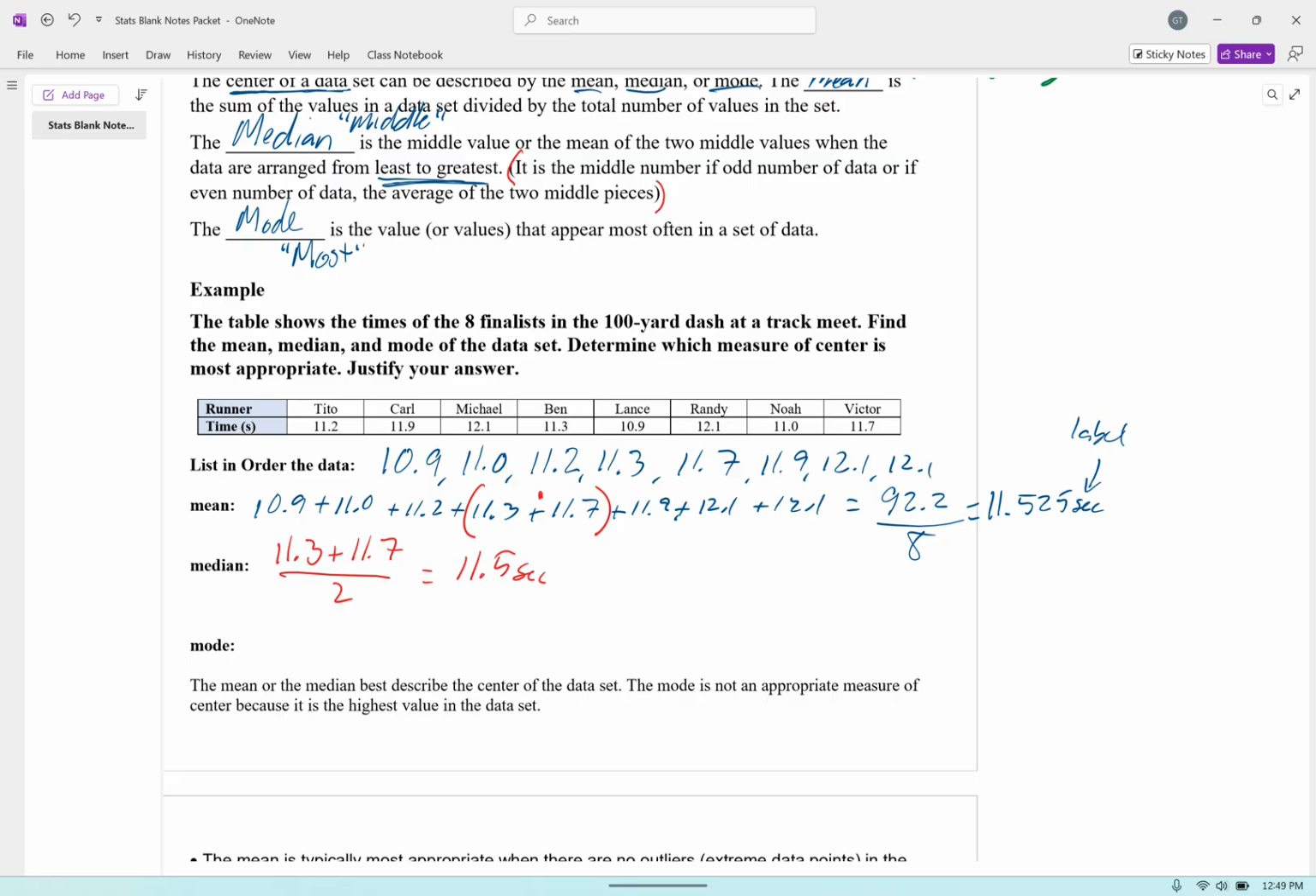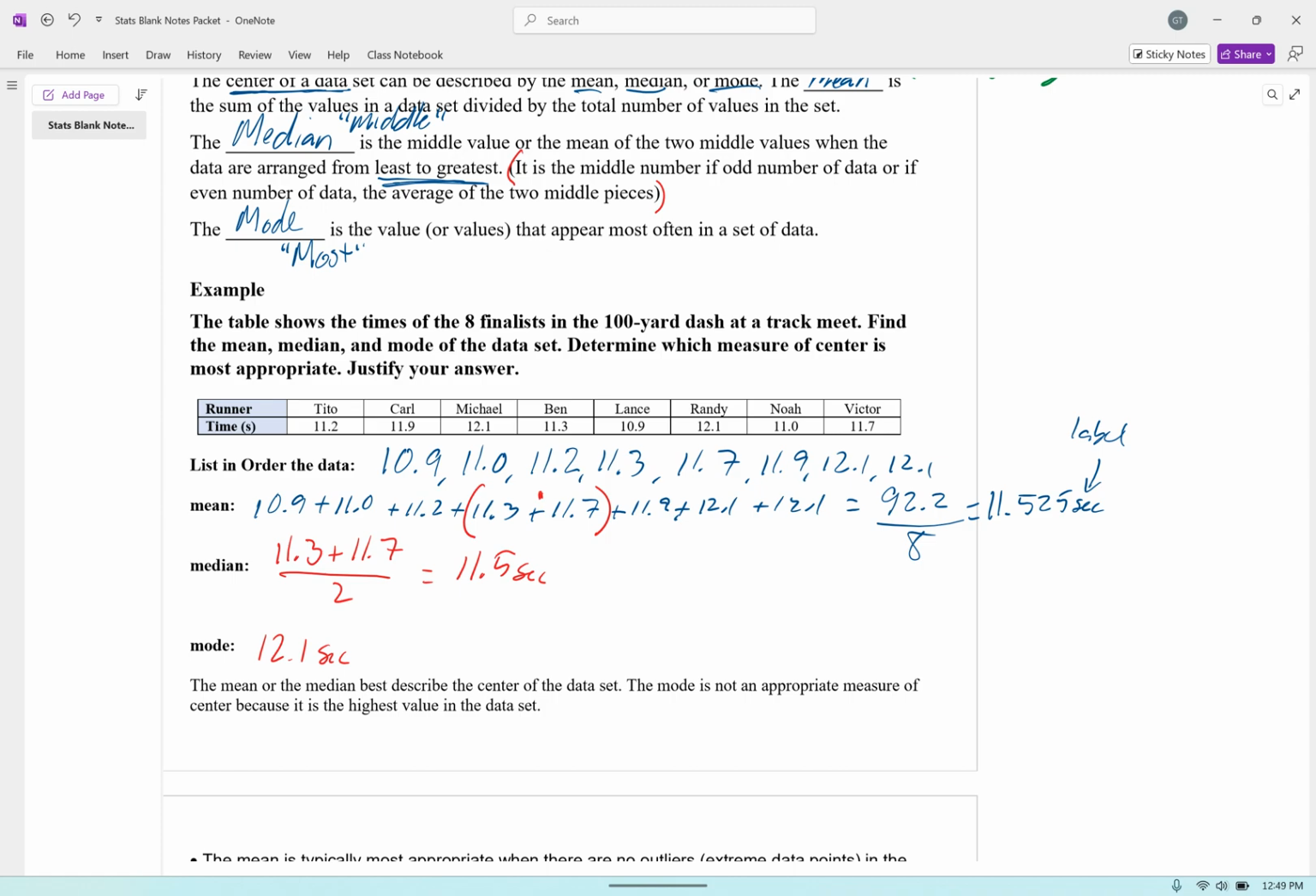Since there isn't one number, because I have an even number, I have to take the 2 center values, add those up, divide by 2 to kind of find their average to find the median. All right, then the mode, I just look and see which data point is represented the most. It is possible there is no mode if all the values are unique. But in this case, we have 2 that are 12.1 seconds, so the mode would be 12.1 seconds.